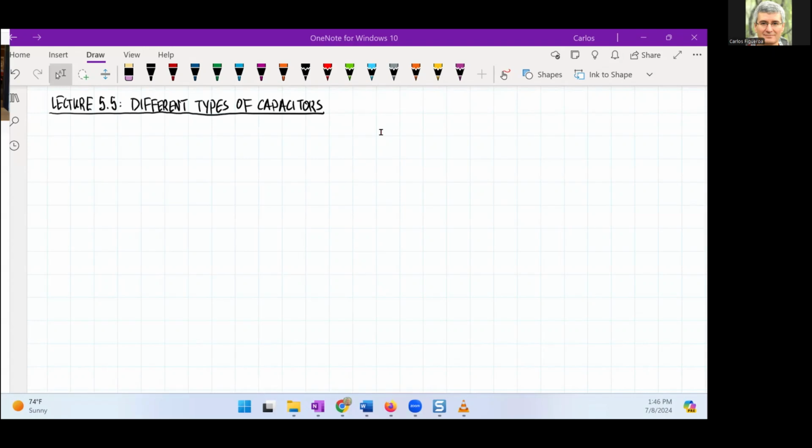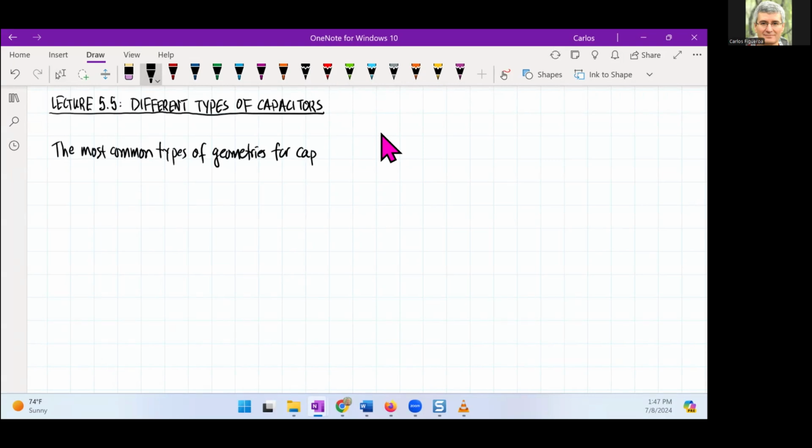Lecture 5.5, different types of capacitors. The most common types of geometries for capacitors are parallel plates and cylindrical.